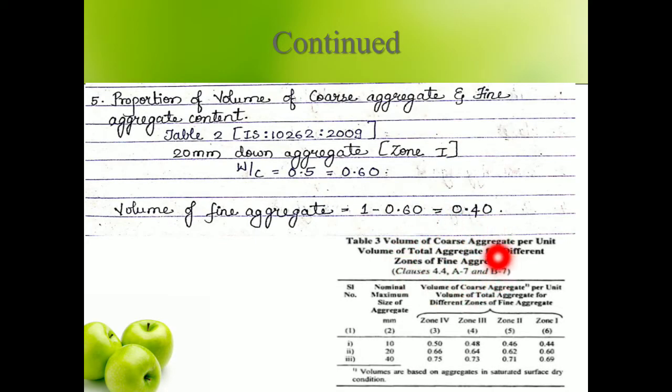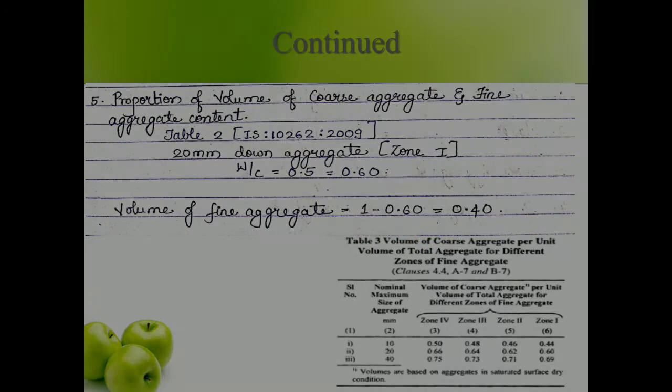If it is other than 0.5, then for every 0.01 change we have to adjust the water content. So we are getting for 20 mm down aggregate, zone 1, water cement ratio 0.5, the volume of coarse aggregate as 0.6. So volume of fine aggregate will be, out of 100% or out of 1, 0.6 is coarse aggregate, so remaining will be 0.4. That is 1 minus 0.6 will be 0.4 will be fine aggregate.